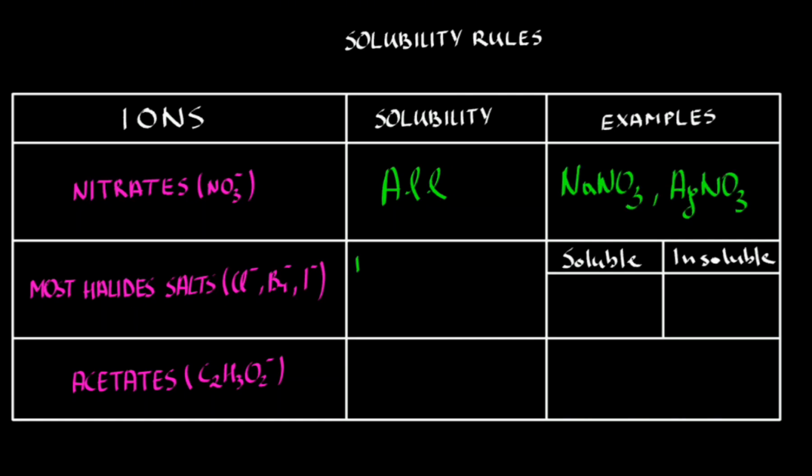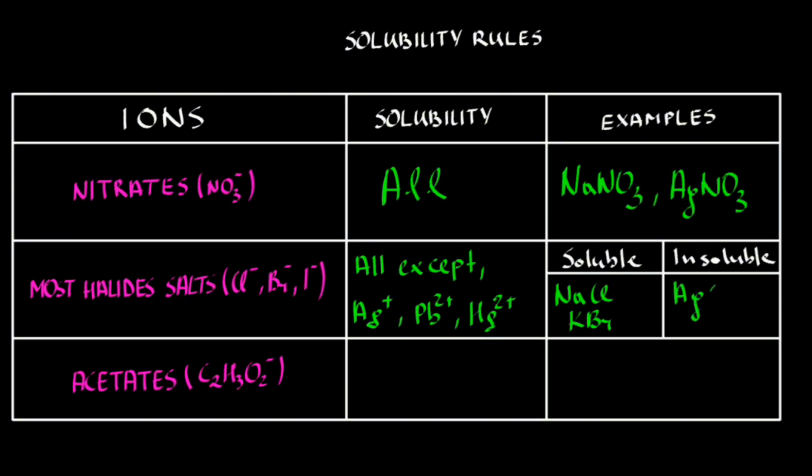Most halide salts are soluble except those of silver, lead, and mercury. So for soluble examples, let's take sodium chloride and potassium bromide, and for insoluble, silver chloride and lead(II) iodide. All acetates are soluble in water. So for example, sodium acetate and lead(II) acetate.